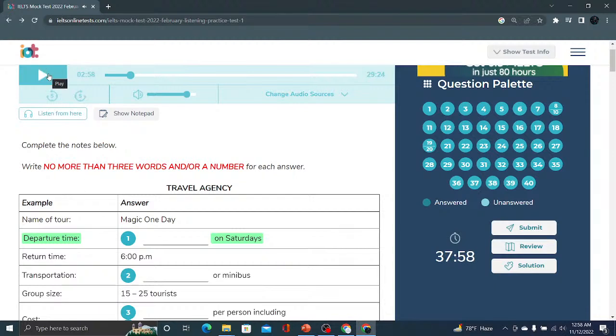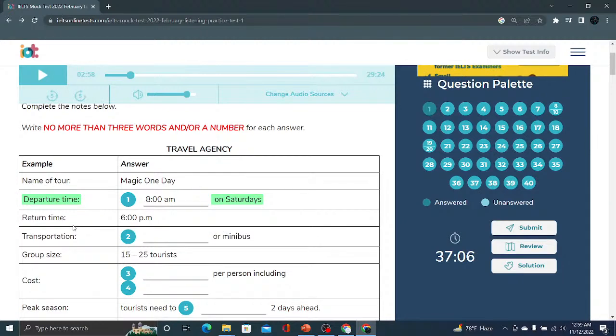And I hope you got the answer. She said that 8 o'clock in the morning. So the answer would be 8 a.m. 8 o'clock in the morning means 8 a.m. You can also write 8 o'clock in the morning, but that may not be the answer accurately, because there is an instruction for you, no more than 3 words or a number. So it would be better if you write 8 a.m. that also means that it's in the morning. Okay, let's move on to the next one.